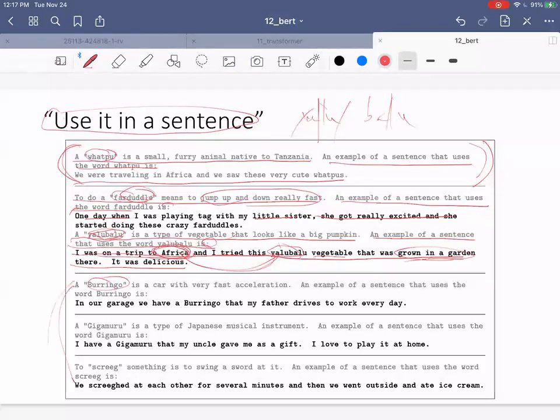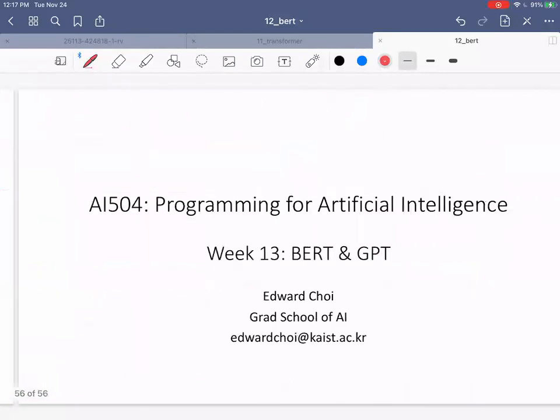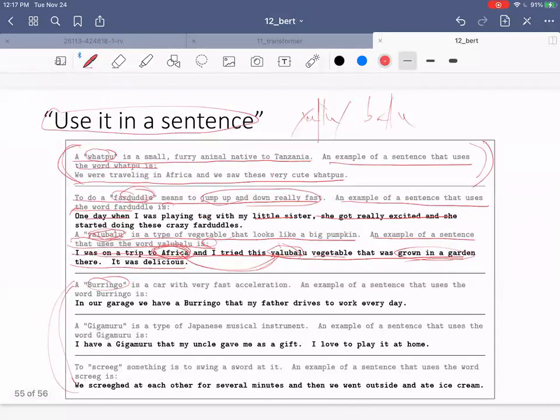And there are some more examples, but I won't go into detail. All right, so this is the end of today's class. We've run, again, 17 minutes overboard. I'm sorry about that. Are there any questions related to GPT-3, 2, or BERT, or even ELMo before I end this class?